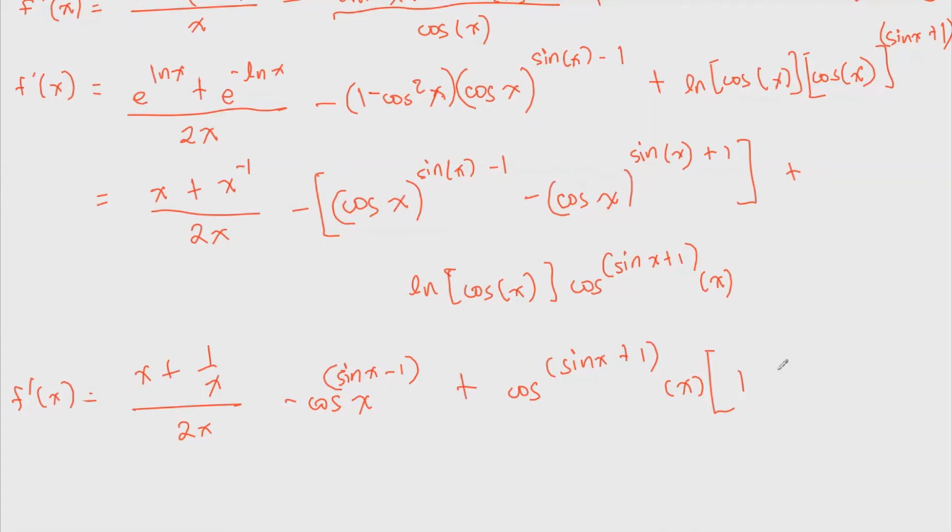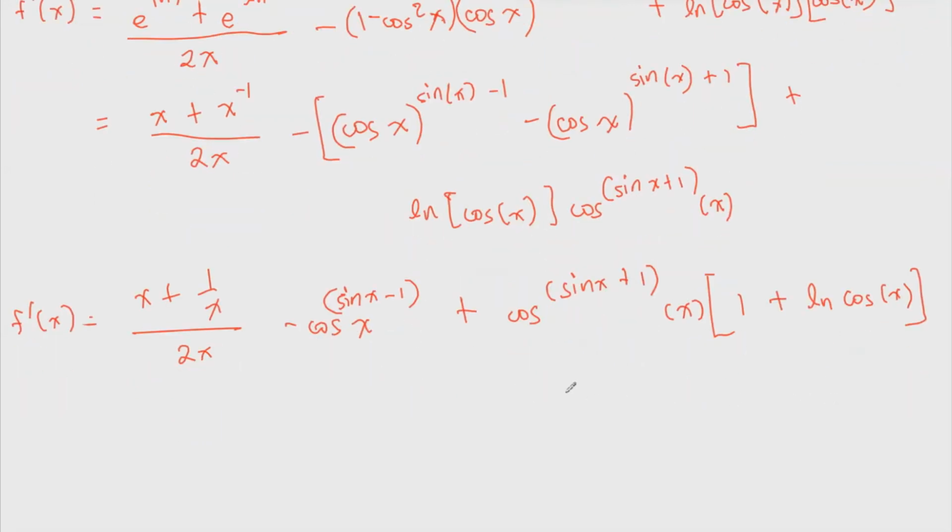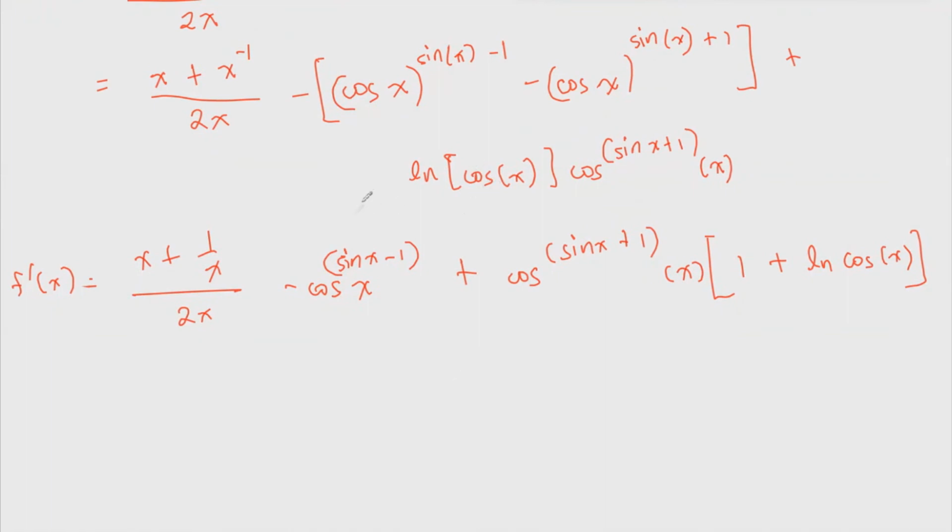So we have 1 and then plus ln of cosine of x. Okay, so I think this is a lot simpler. So we can further simplify this. I think this will be the last one, so I'll be getting x squared and then plus 1 divided by 2x squared. So I think that's the best expression that we can have here.